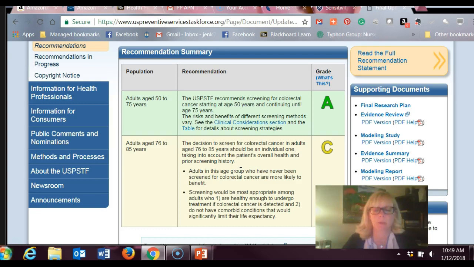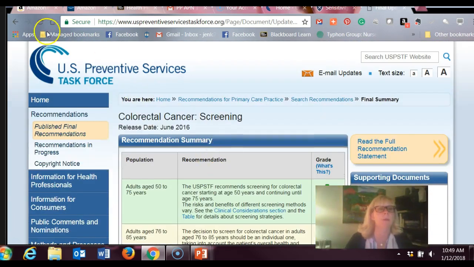So it's depending on their history and the patient's overall health. And it says here, specifically, if they've never been screened, they're more likely to benefit, and they'd be most appropriate among adults who are healthy enough to undergo it and don't have any significant comorbid conditions that limit their life expectancy. So if someone has end-stage emphysema or heart failure, do you really need a colonoscopy? So again, that's a conversation with them, and they probably would say that's okay, we don't have to do that.